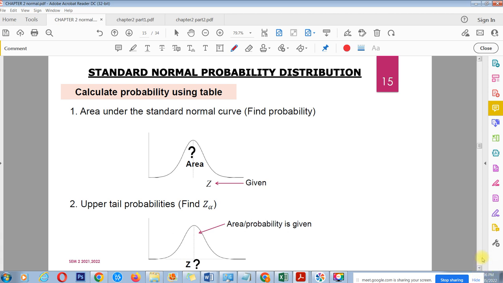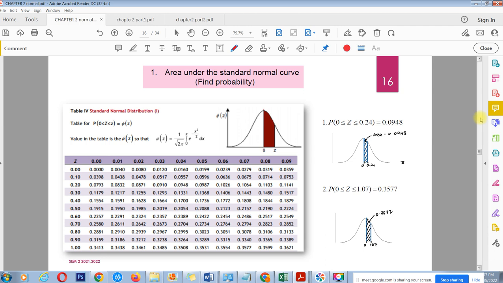Calculate the standard normal distribution. Calculate probability using the table. So how do we use the table? For the area under the standard normal graph, we find the probability. If the given value is Z, and we call it an upper tail probability Z alpha, we need to know the position of the Z that we want to determine. First, remember to check the reference of the table. Some tables give the answer for the whole area, but almost all tables start from 0 until Z.